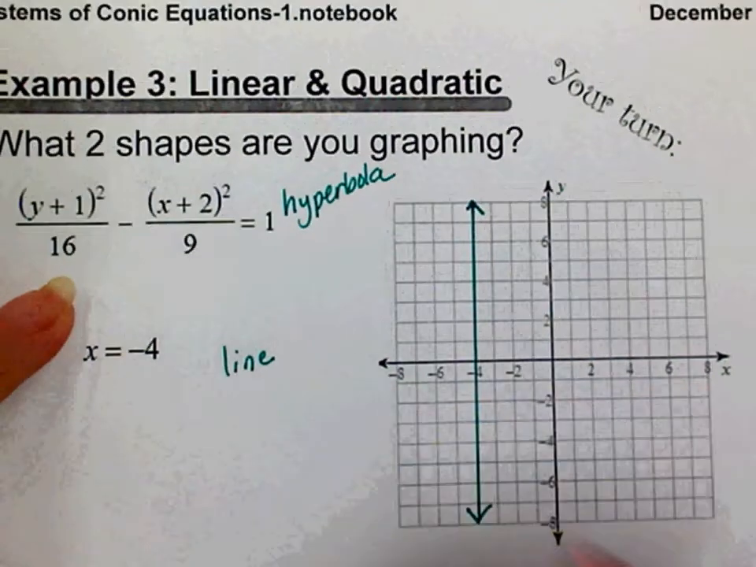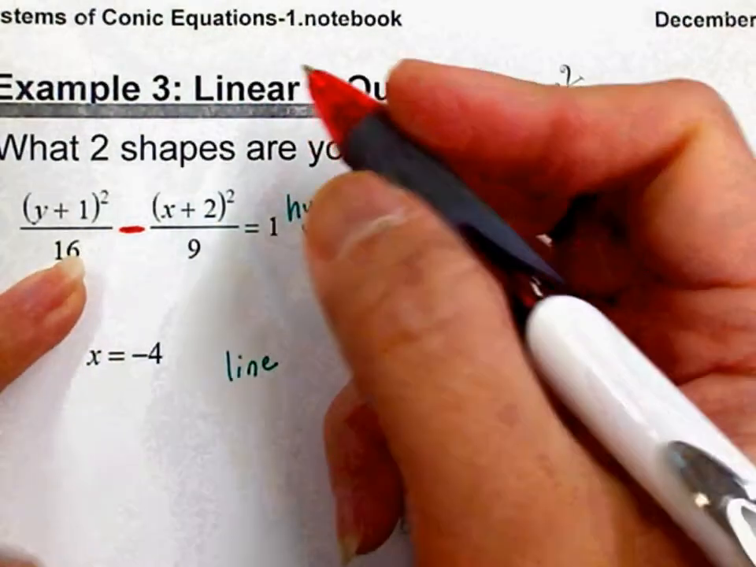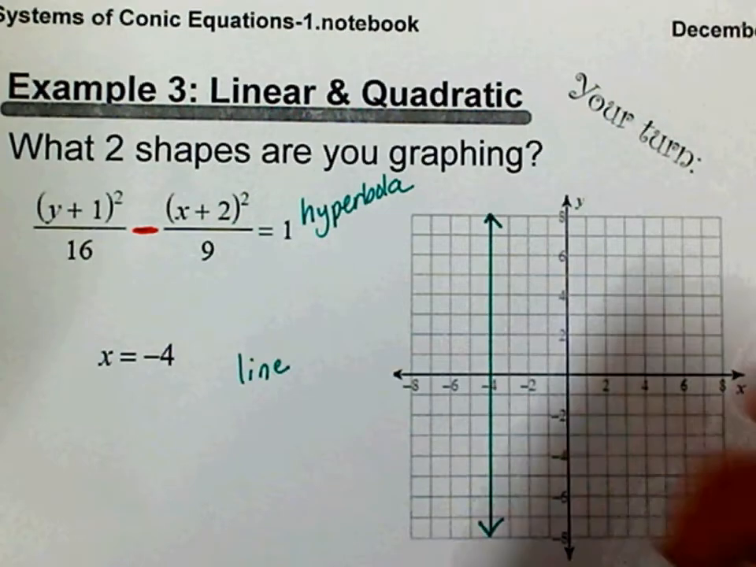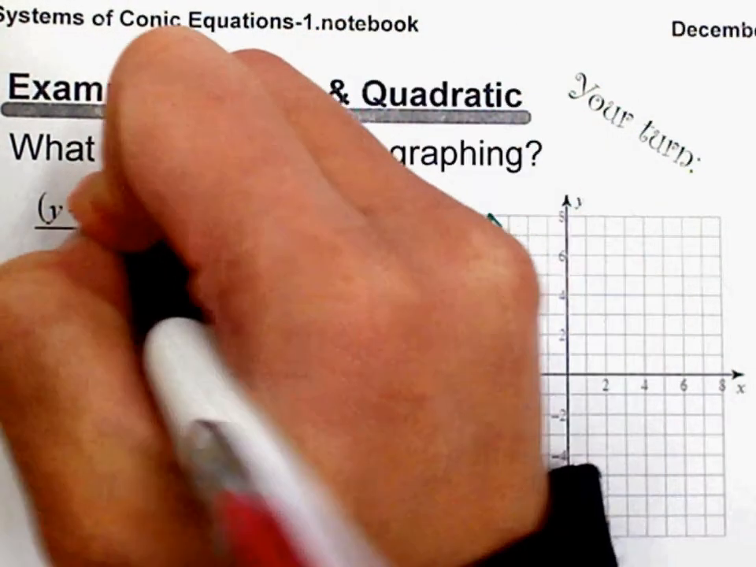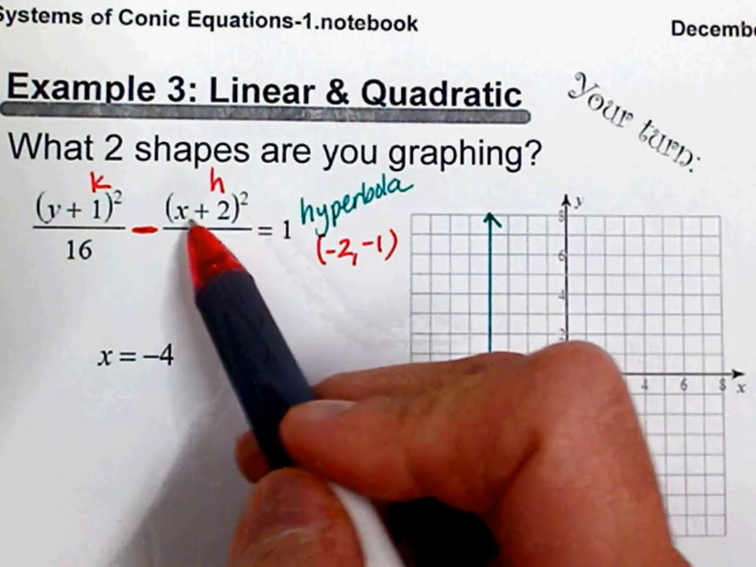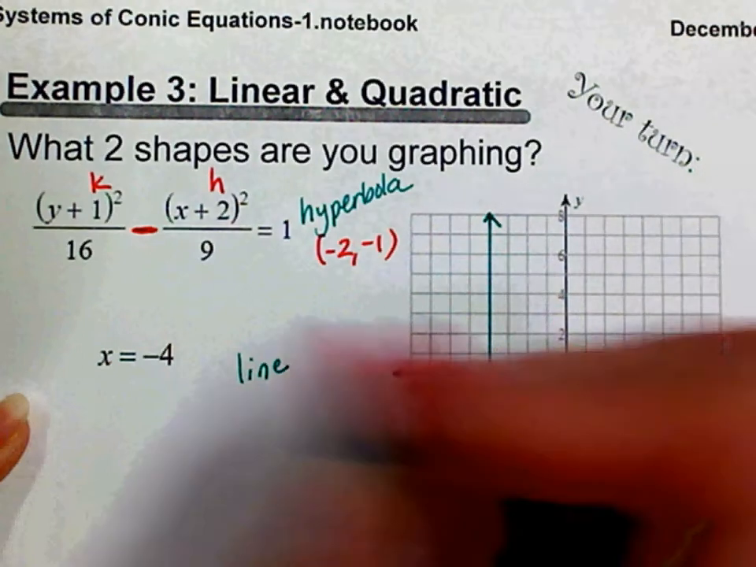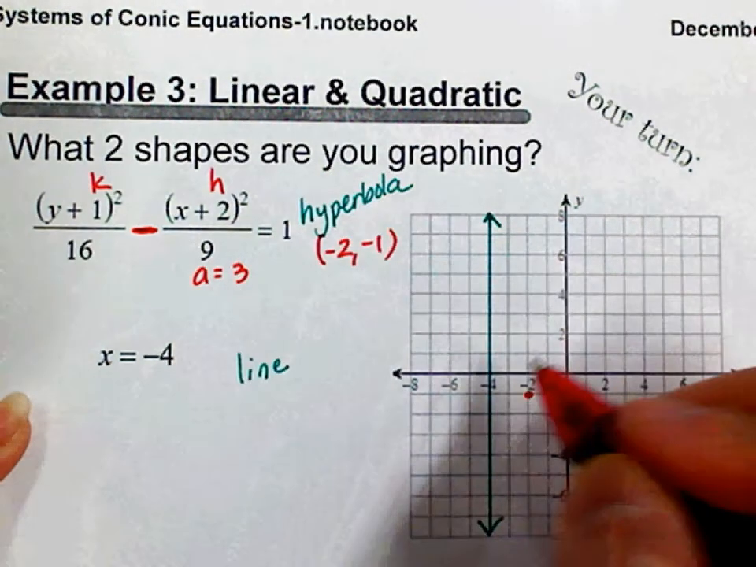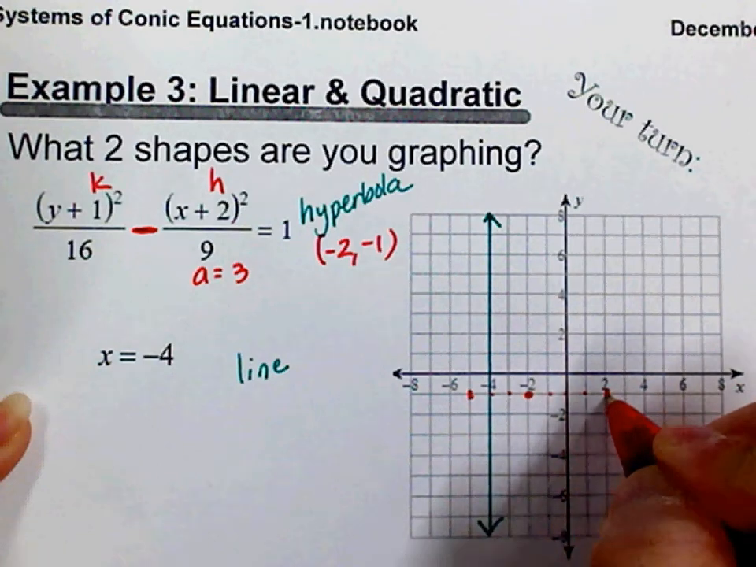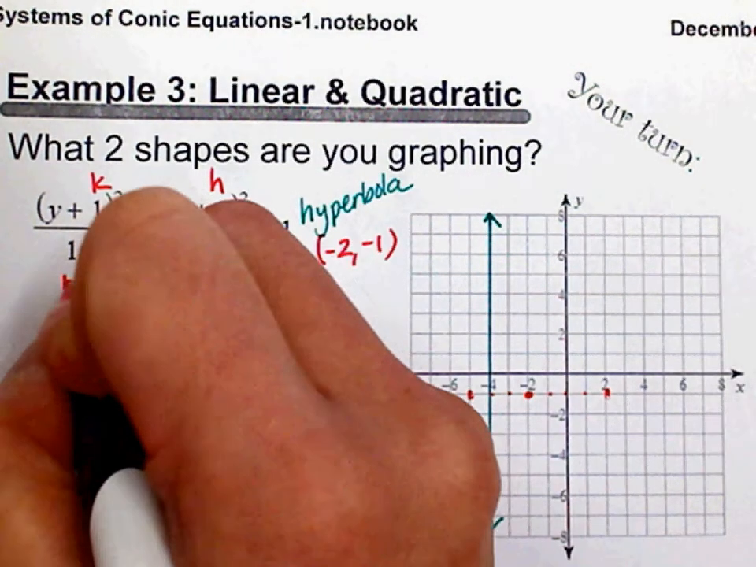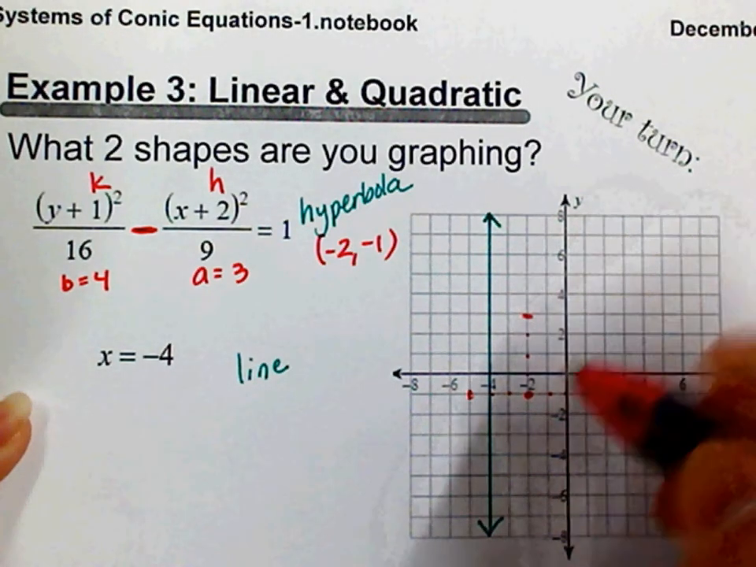How do you know it's a hyperbola? Because there's a minus between the two. Your center for your hyperbola is going to be -2, -1. Here's your h, here's your k. Remember, h goes with x. So -2, -1. Okay? A is 3, so you're going to go 1, 2, 3 to the left, 1, 2, 3 to the right. Your B is 4, so up 4. 1, 2, 3, 4. 1, 2, 3, 4.